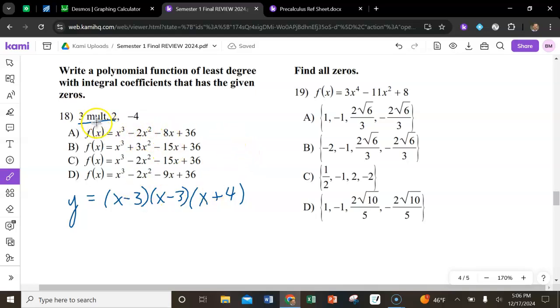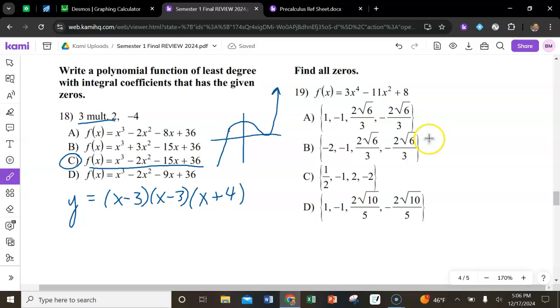Remember, if a 0 happens twice, the graph hits that 0 and bounces back. It doesn't cross through. So I expect to see that at 3, and I expect to see it crossing through at -4. The one that does that is C. If you took some time here and you graphed this, you would see that the graph crosses through at -4, but then at +3, it's going to hit the x-axis and go back up. And so that is option C.